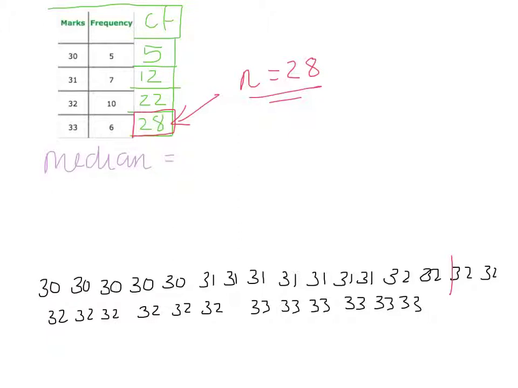The way that I use my cumulative frequency table to find this instead of the list is again I look for the 14th number. I know the first 5 numbers are 30, the first 12 numbers by the time I get to 31, and the 13th number to the 22nd number are all 32. So my 14th and 15th numbers that I'm looking for all fall inside this category here. So the median is 32.